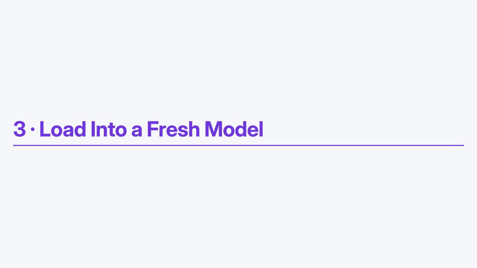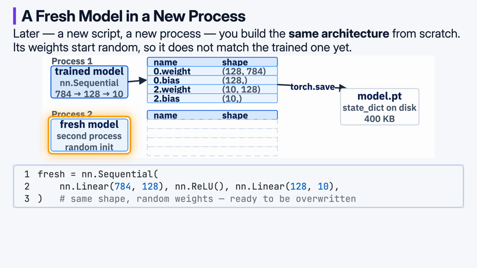Third, load those weights into a fresh model, built from scratch in a new process. Later, a new script, a new process. You build the same architecture from scratch, the same Linear, ReLU, Linear. Its weights start random, so it does not match the trained one yet.